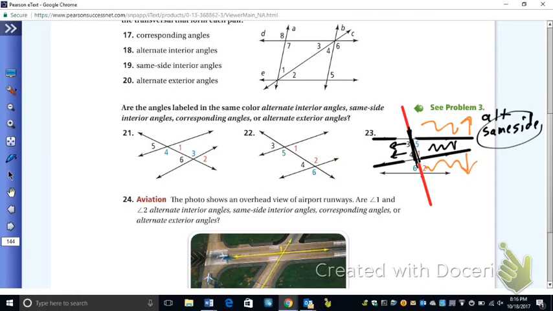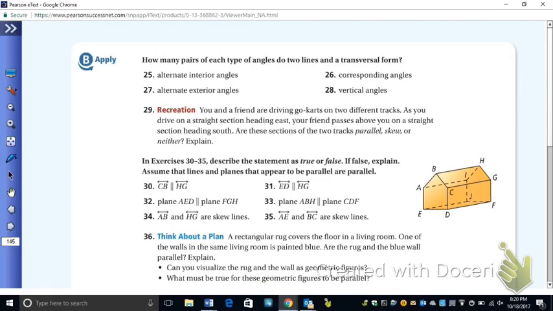Okay, I need to switch over to a different one as we go on to the next page. Give me just a second. There we go. Okay. So 25, 26, 27, 28, check your bell work, okay?